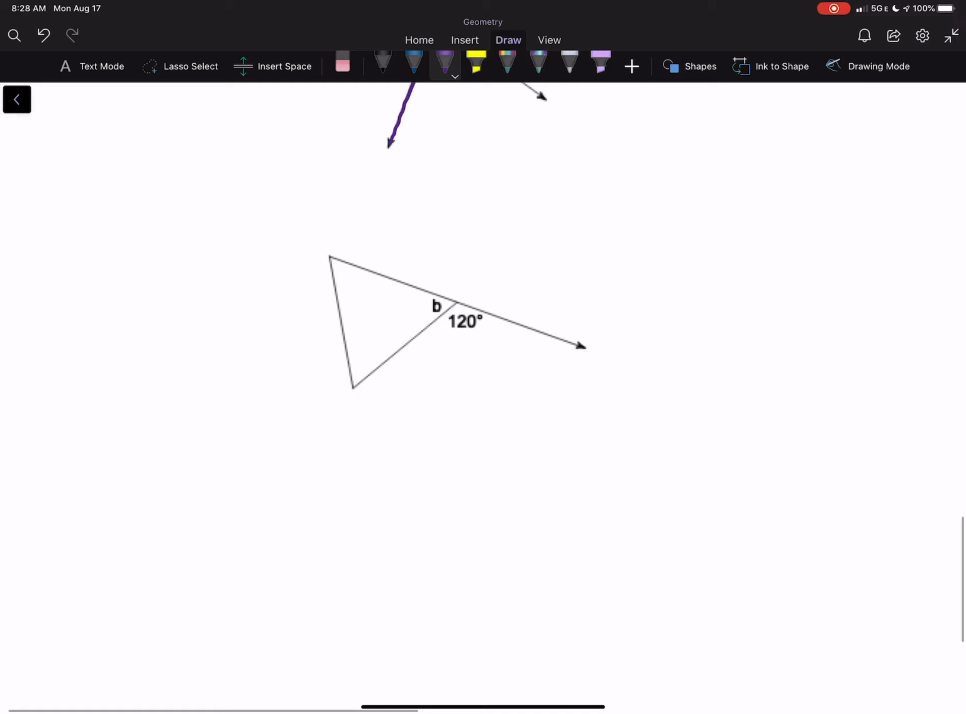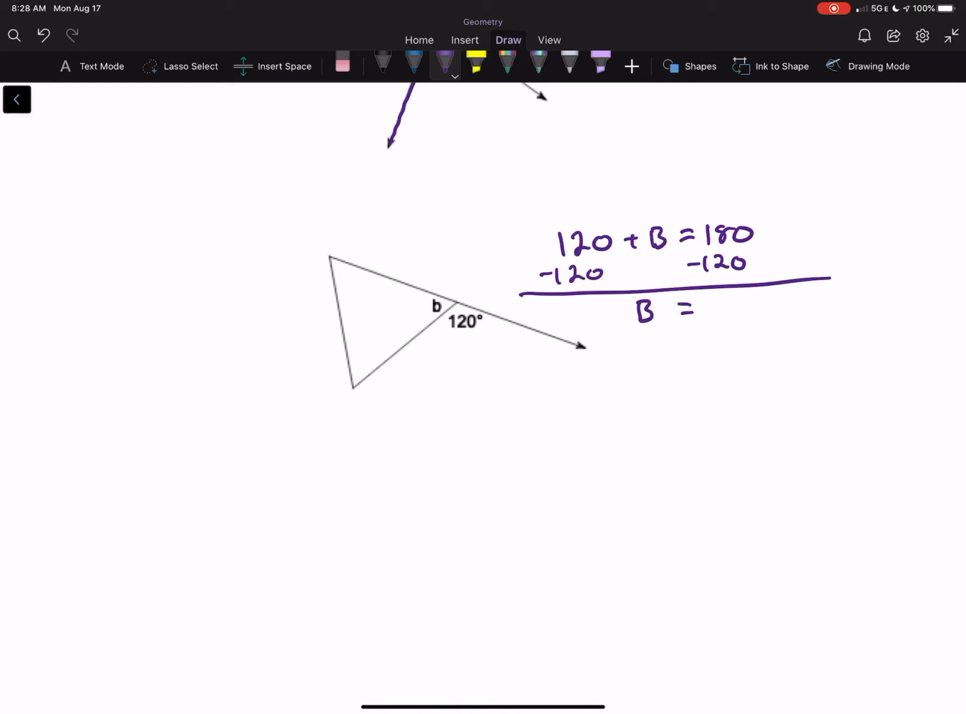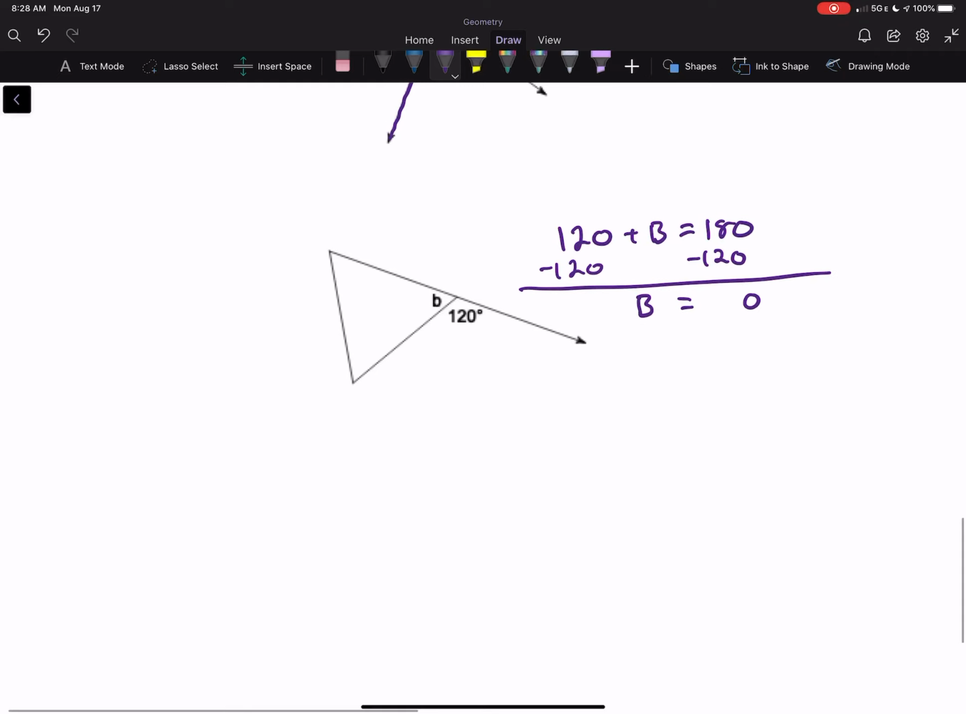And then our final sample problem here is going to be 120 plus B equals 180. So subtract 120 from each side. I'm left with B on one side, and then 0. 8 minus 2 is 6, and 1 minus 1 is 0, so it is 60 degrees. If you were confused on this one, that is the line that we're following. So it's B and the 120 make 180 degrees. This side over here, not important for this problem. So B equals 60, and that is how you find supplementary angles.